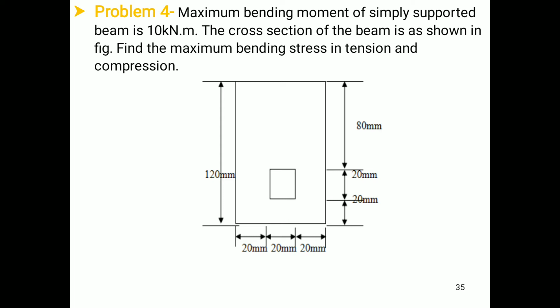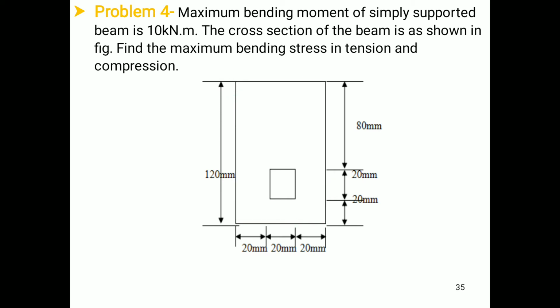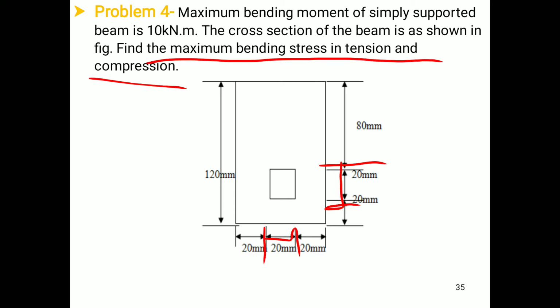Now from figure we can see that this is a rectangular section. This is a rectangular section of depth 120 mm and width equal to 60 mm. From this rectangular section, a square section is removed and the size of this square section is 20 mm by 20 mm. This is the square section which has been removed from the rectangular section. For such a section, we have to find out the value of maximum bending stress in tension and compression.